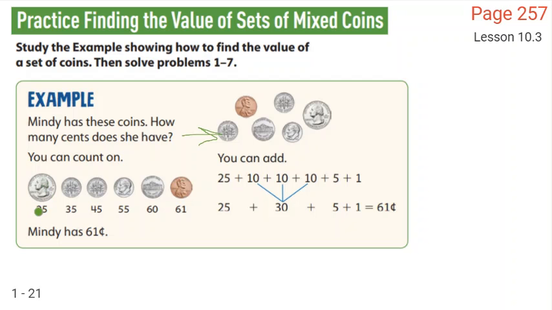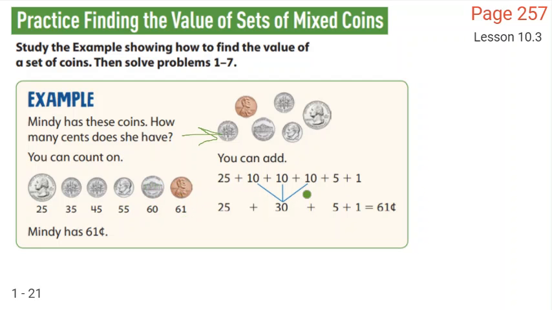Notice how we can count on 25, and then we're just adding 10. 35, another 10, 45, another 10, 55, a nickel, so we're going by 5, so that's going to be 60, and 1 penny is 61.